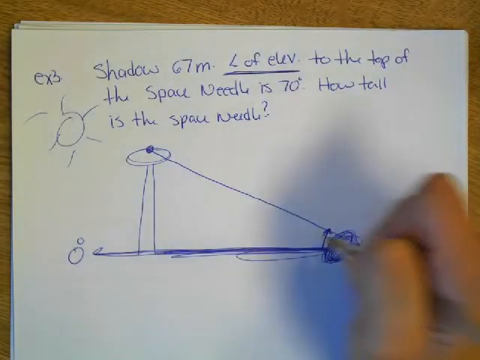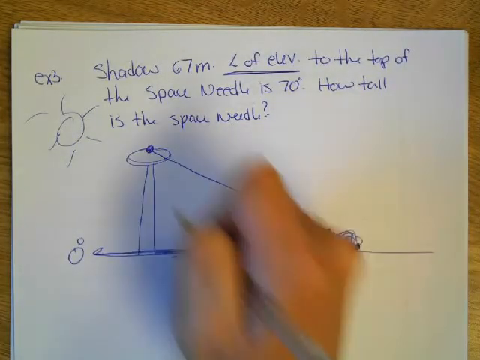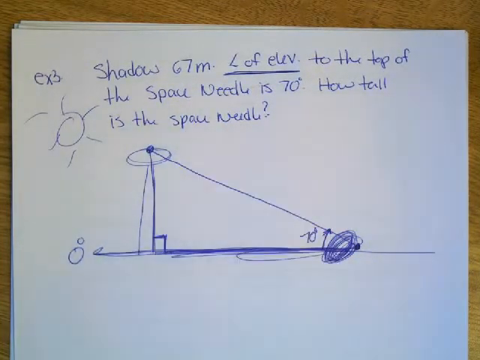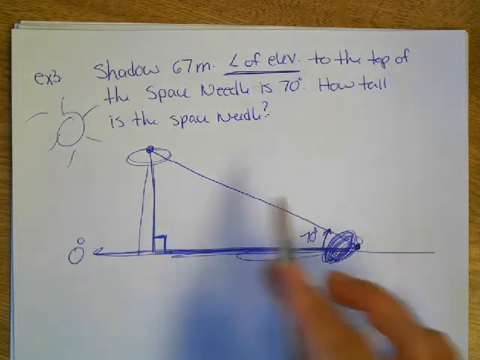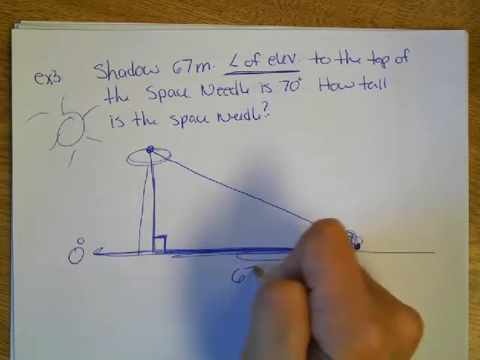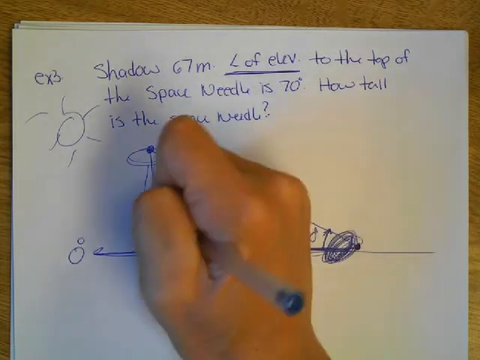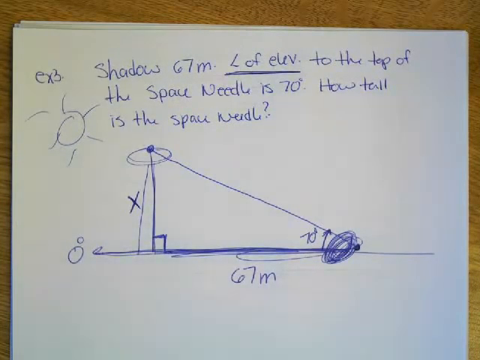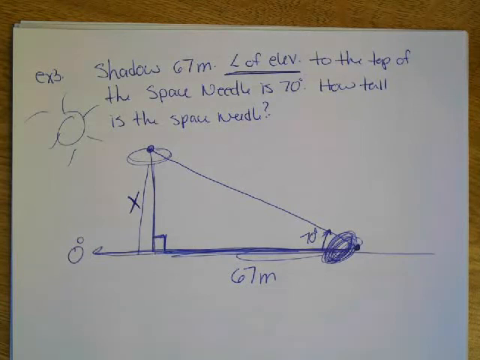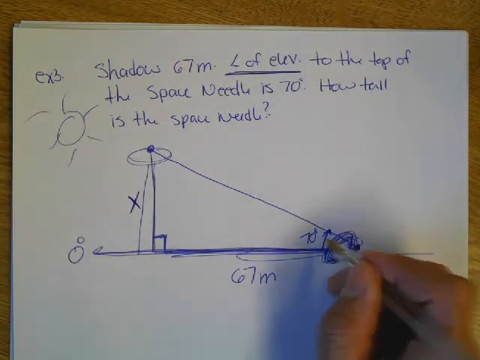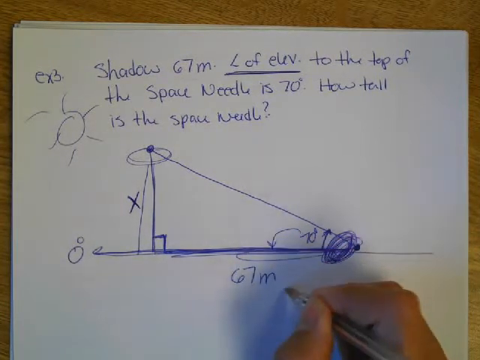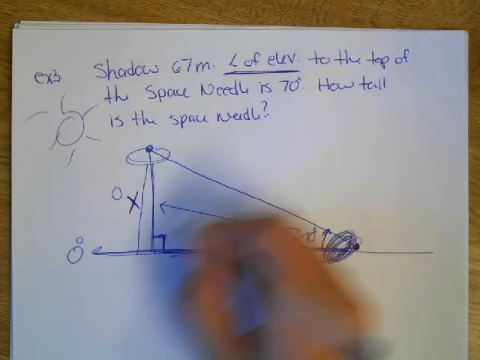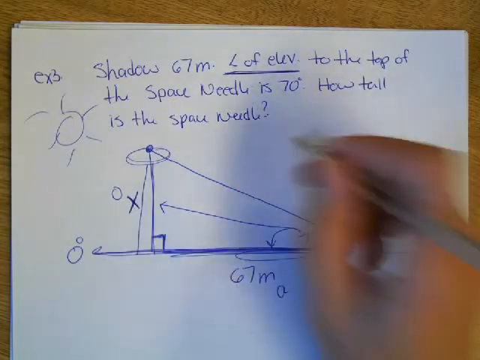That angle up is 70 degrees. Our right angle is going to be here on the ground. And the shadow is 67. And then the question is, how tall? Once the picture's here, it should be pretty easy to figure out. So standing here, this is my adjacent, opposite, and the hypotenuse is not used. Again, it looks like a tangent.